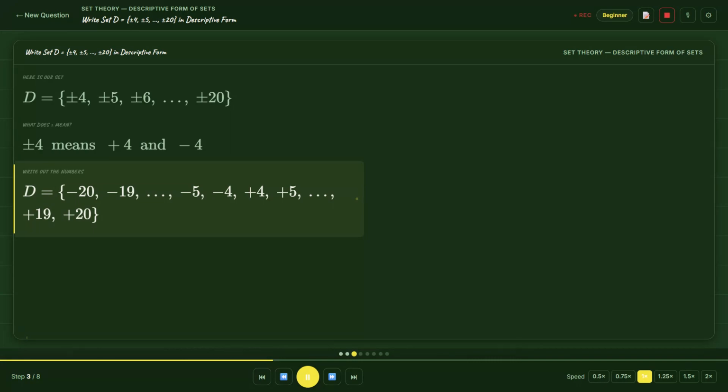Let's write out what's really inside this set. We have all the negative numbers from negative 20 to negative 4 and all the positive numbers from 4 to 20. Notice something, the numbers negative 3, negative 2, negative 1, 0, 1, 2 and 3 are not here.